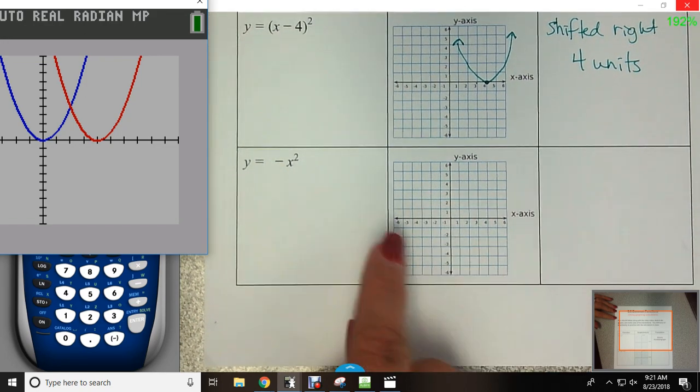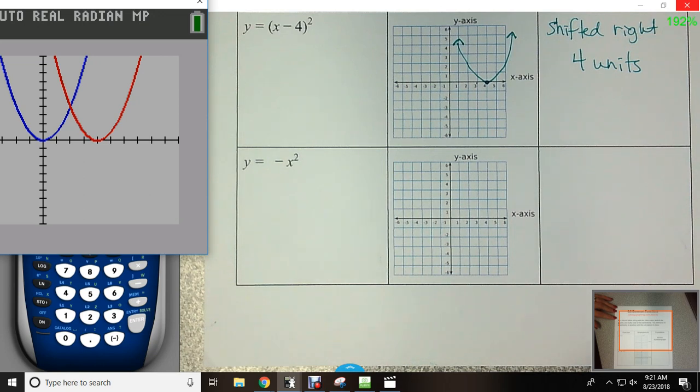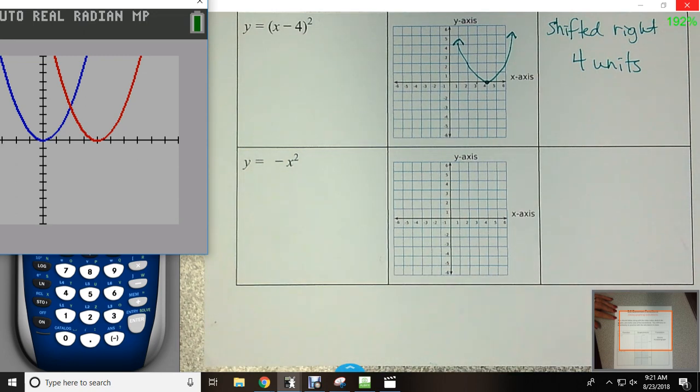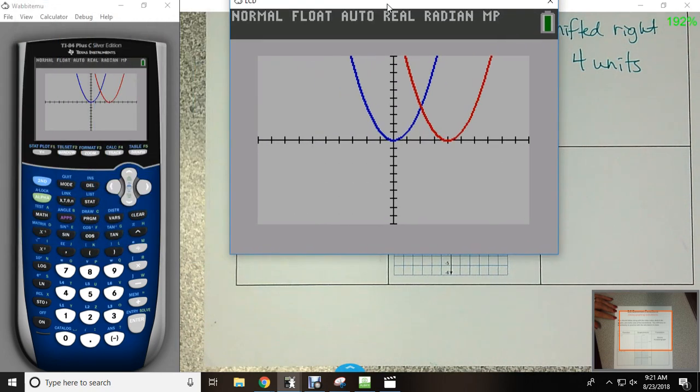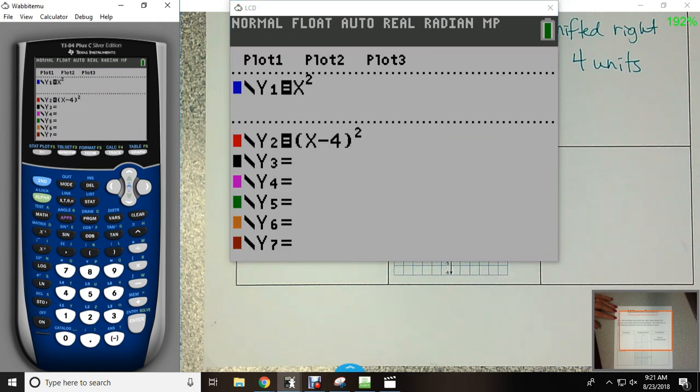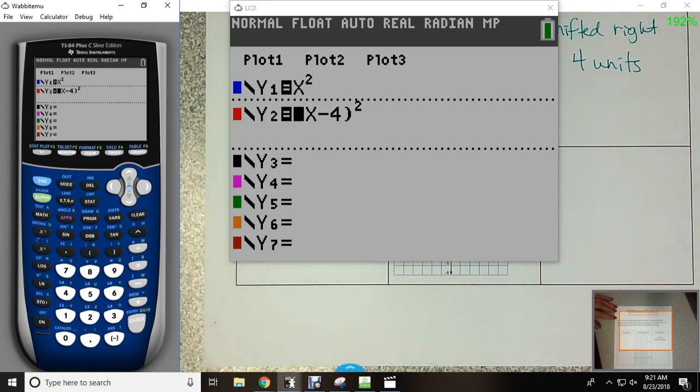So now let's take a look at the one here at the bottom. This one, I don't have any parentheses and I don't have anything added to it. All I've got here is a negative that's out in front. So let's see what that's going to do. Let's go back to my y equals. Go down and clear out your y sub 2. And we're going to type in negative. Okay, and remember, you want to hit the negative button, because if you don't hit the negative button, you're going to get an error message. Kind of like this one.